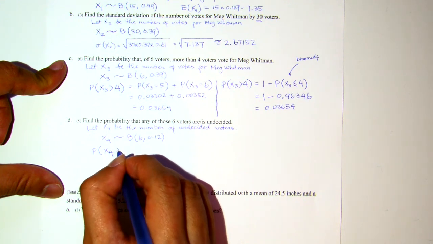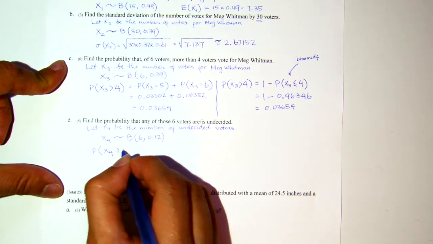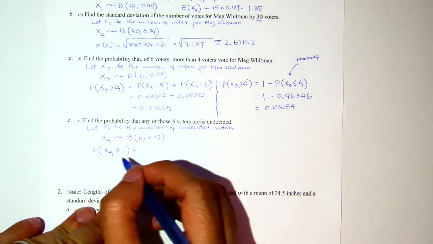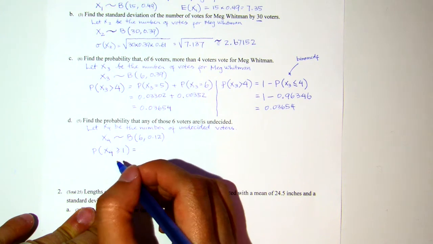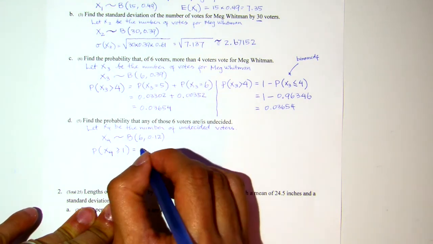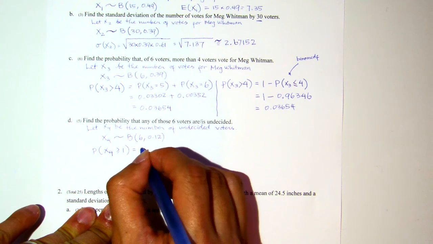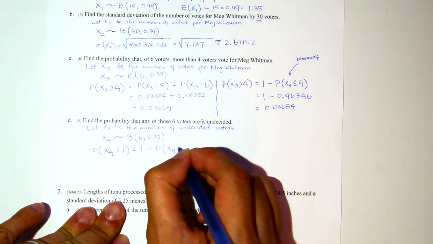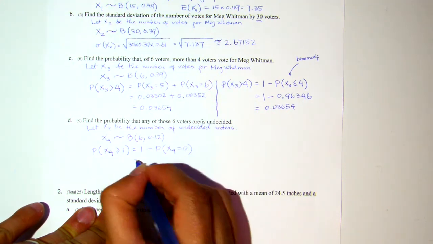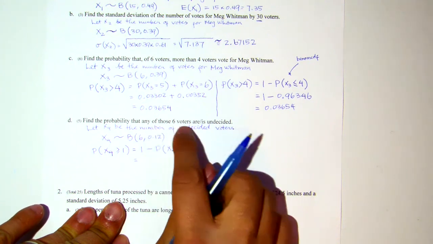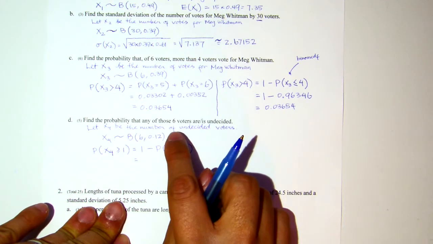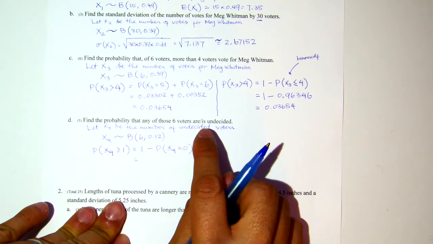Now, what is the probability that any of these 6 voters is undecided? I hope you remember that this is basically asking for greater than or equal to 1. Somewhere in the past, when we needed to compute the probability of at least 1, this is 1 minus the probability of that random variable being 0. The complement of any of those 6 voters being undecided is none of those 6 voters being undecided.